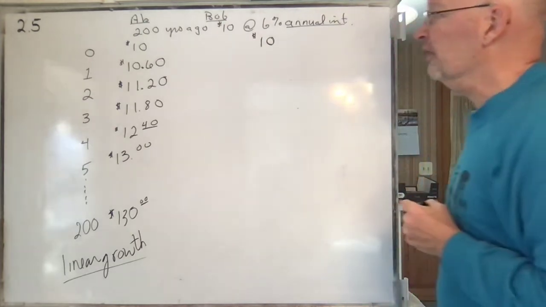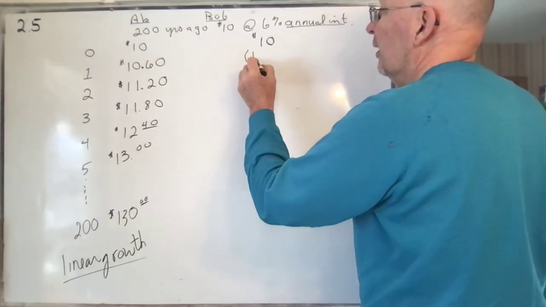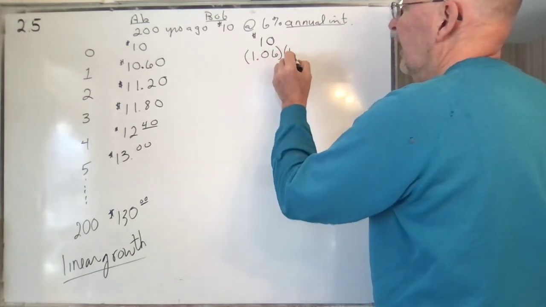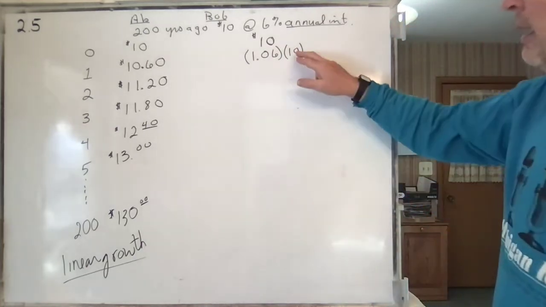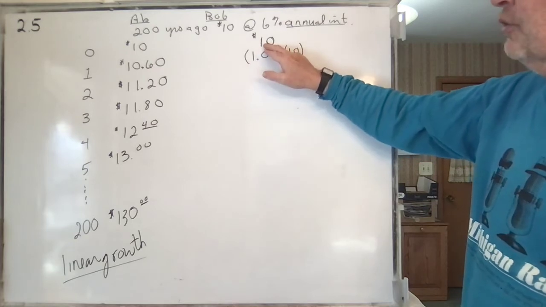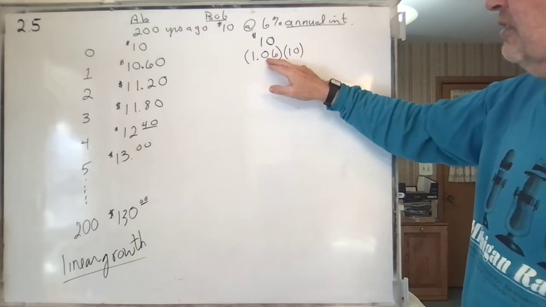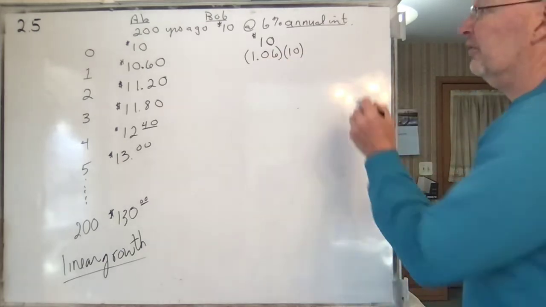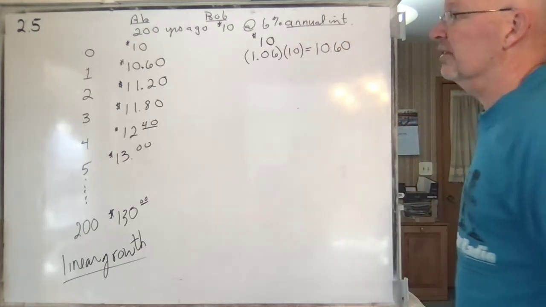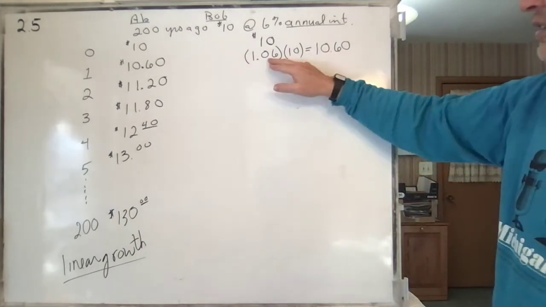At the end of the first year, the easiest way to do it is to think of it like this. You take 1.06 times the 10. Why do you do that? Because when you take 10 times 1, that gives you your principal back. There's your $10 back again. But you also take the 10 times the 0.06 to get the interest. And so that's going to be $10.60. Same as this person. At the end of the first year, you've got $10.60.